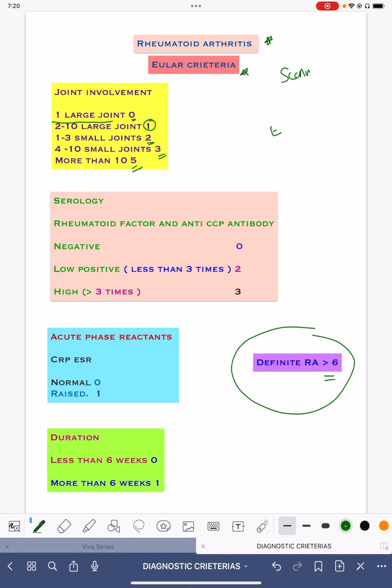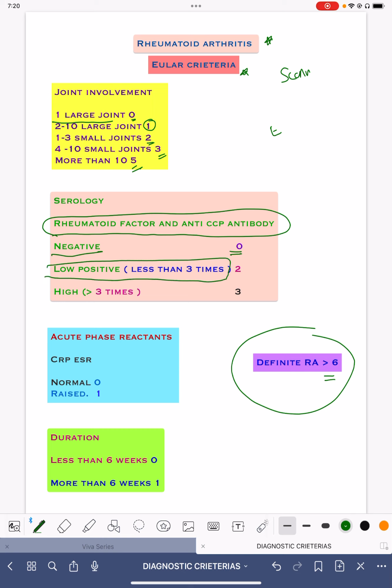The next thing is serology. What we commonly need is to do rheumatoid factor and anti-CCP antibody. If these are negative, we give a score of 0. If they are less than 3 times raised, we give a score of 2. And if they are high, more than 3 times raised, we give a score of 3. Next is the presence of acute phase reactants like CRP and ESR, which are inflammatory biomarkers. If these are normal, we give a score of 0. If these are raised, we give a score of 1.